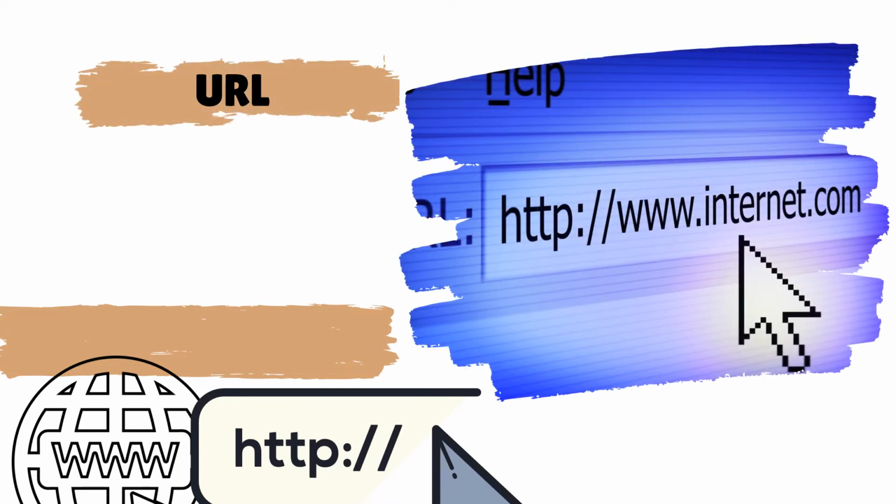URL or Uniform Resource Locator is also known as the web address. It is the specific location of a web page or file on the internet. Examples for this are www.internet.com, www.google.com, www.facebook.com.